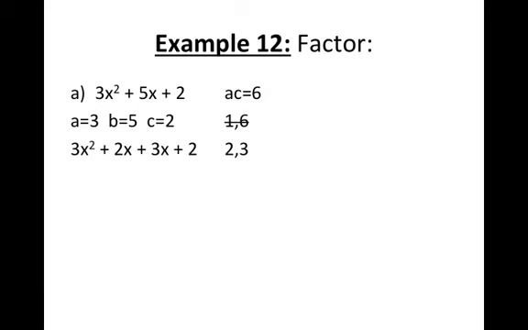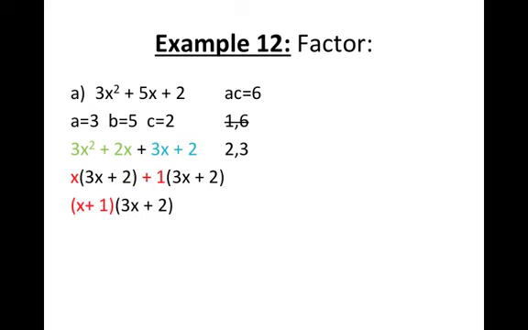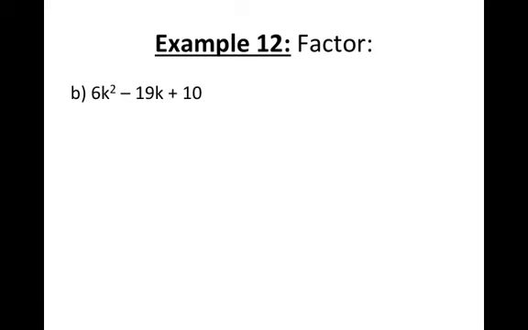And then we do factoring by grouping, where we take the terms 2 at a time. And so let's see, out of the 3x squared plus 2x, I can factor out an x. Out of the 3x plus 2, all I can factor out is a 1. That's fine. So I'm going to have x plus 1 times 3x plus 2. That's my answer.